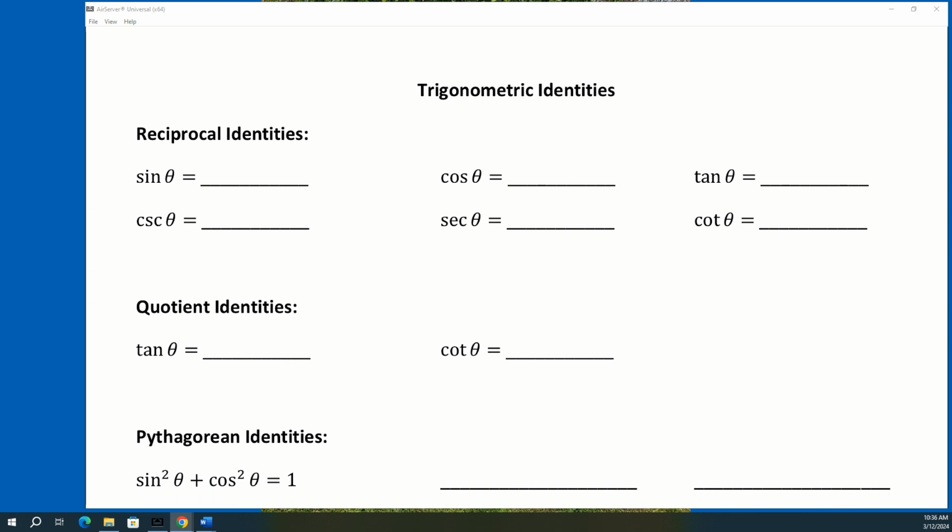So, what is the sine the reciprocal of? Cosecant. So, the sine of theta is the same as 1 over the cosecant of theta. And similarly, the cosecant, the reciprocal of sine, is going to be 1 over the sine of theta. All right, so you guys fill in the other 4 blanks for the reciprocal identities in a similar way.